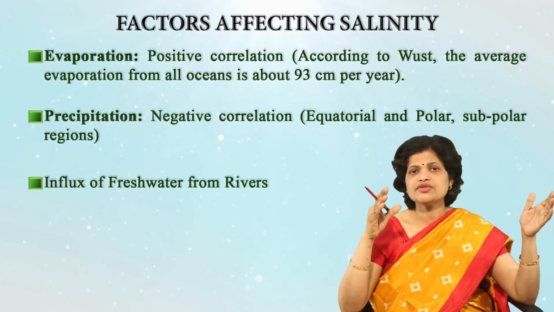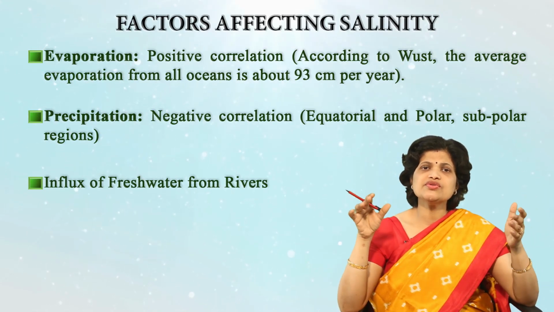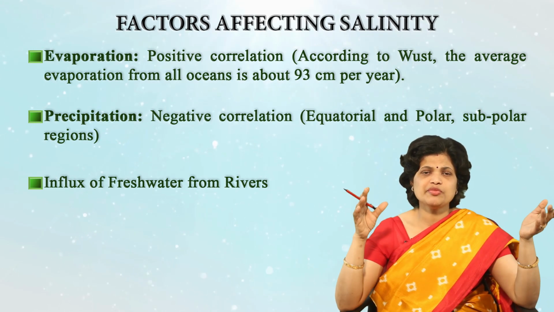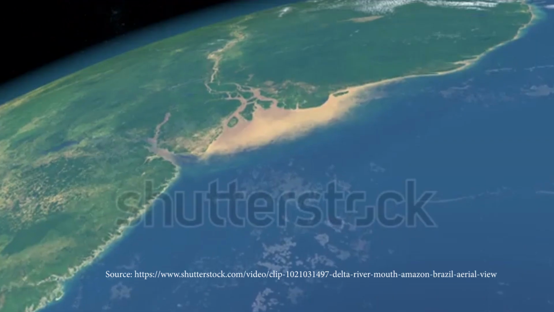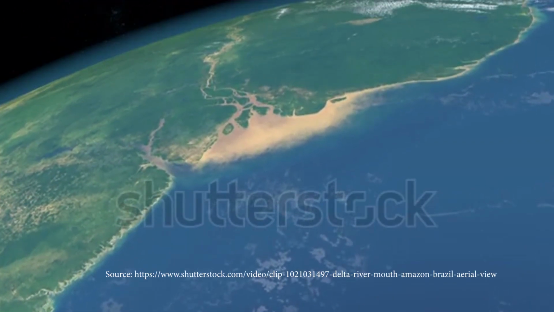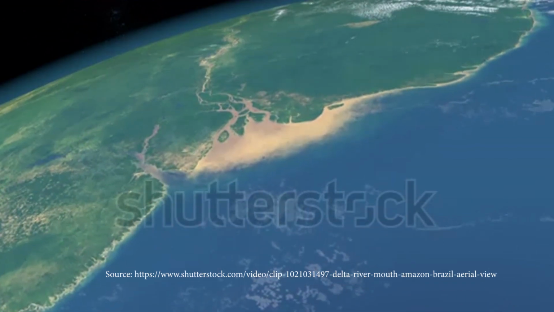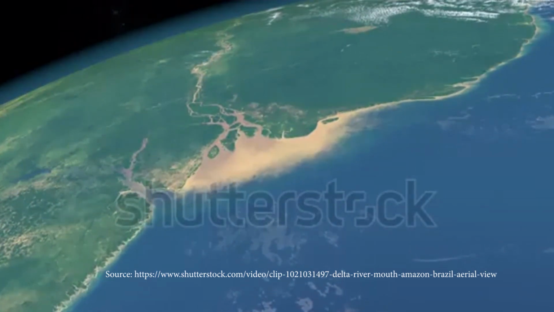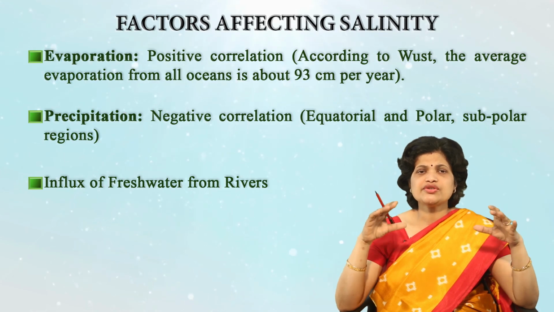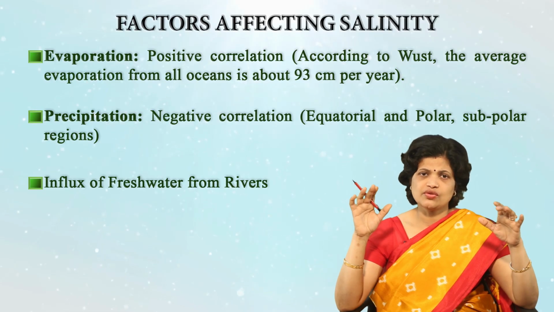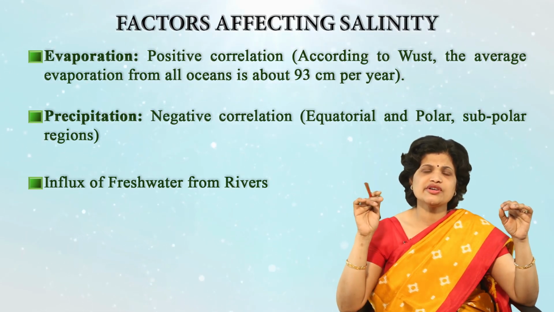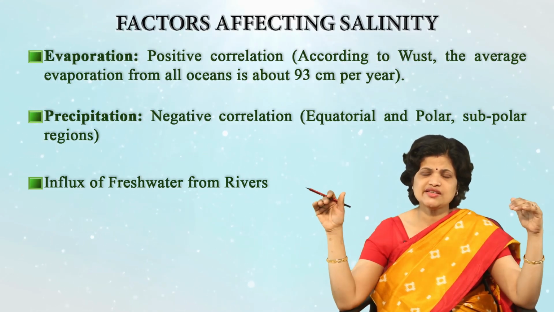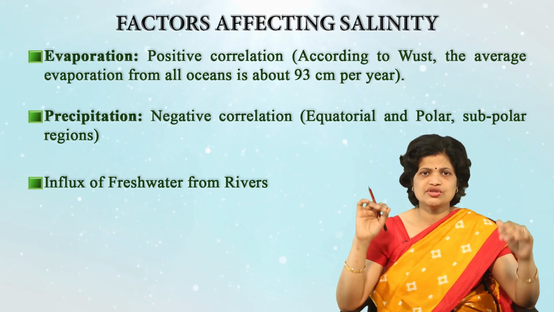Similarly, influx of fresh water from rivers will also reduce the salinity at places like river mouths of some of the major rivers of the world, like the Nile, Amazon, Ganges, Irrawaddy, and others like the Congo and Niger. There are so many rivers which drain an enormous amount of fresh water into the oceans, and the river mouths have recorded very low salinity compared to places in the same latitudes.